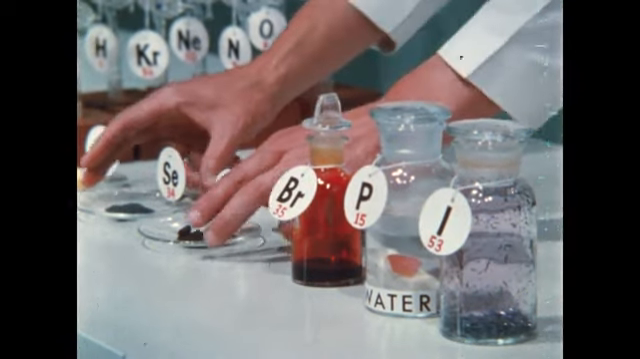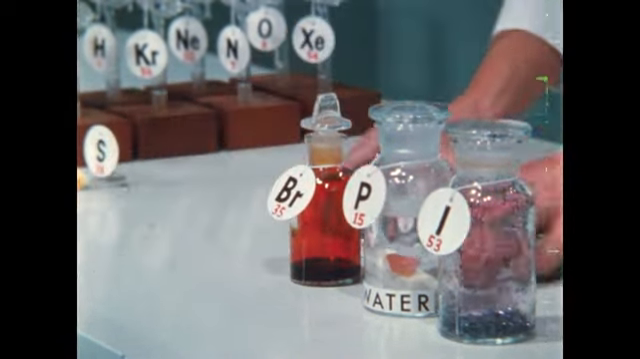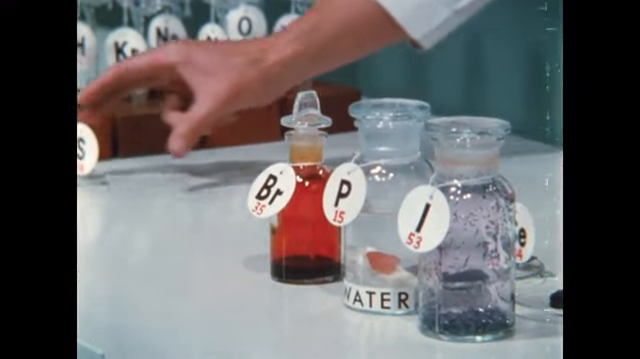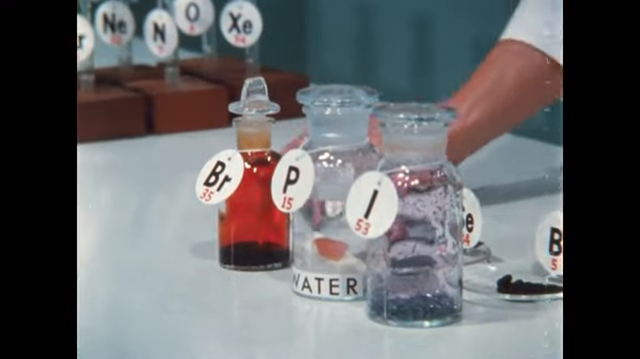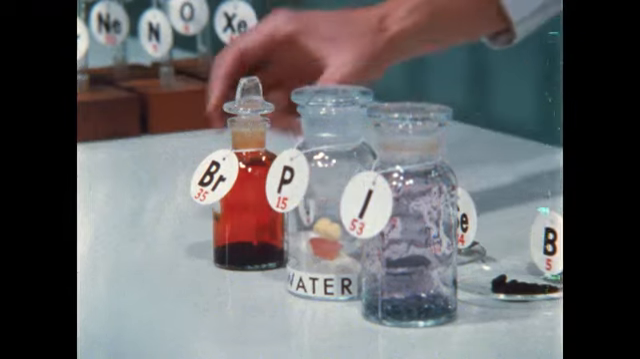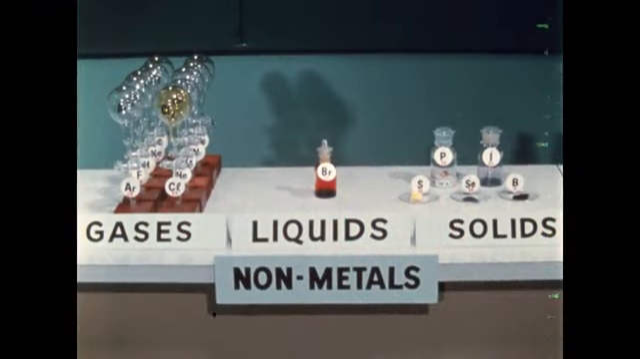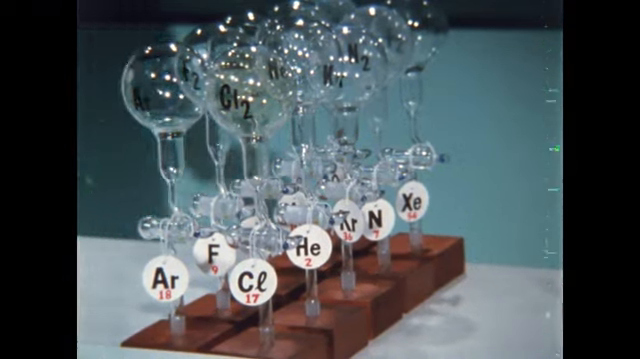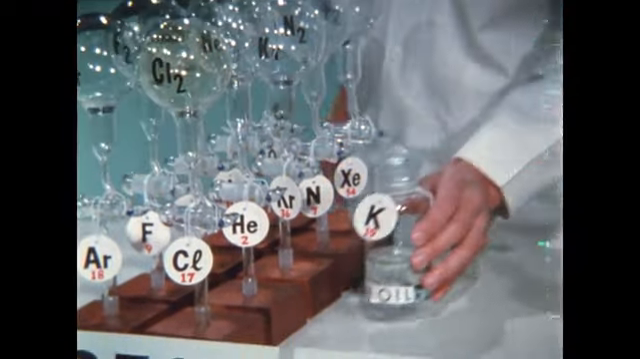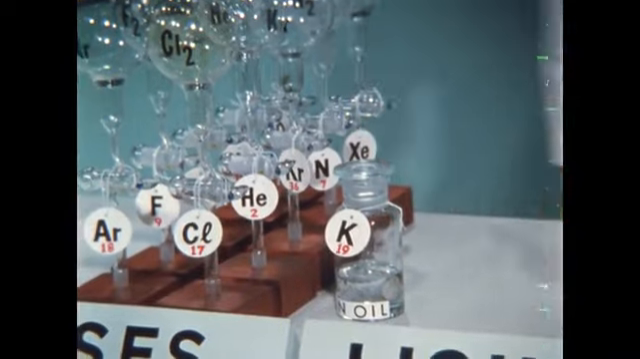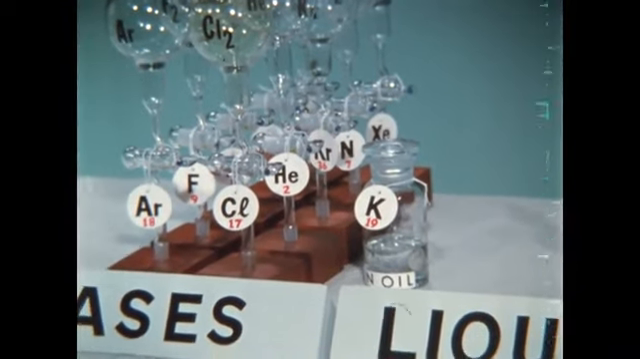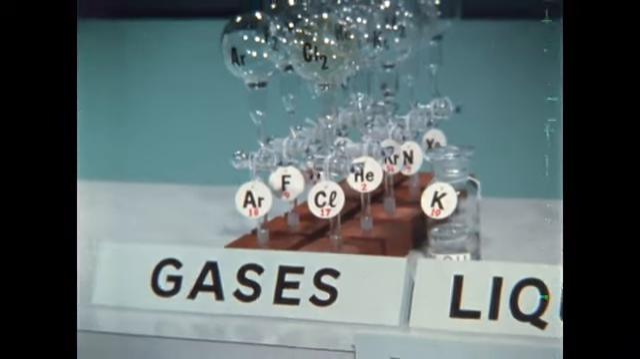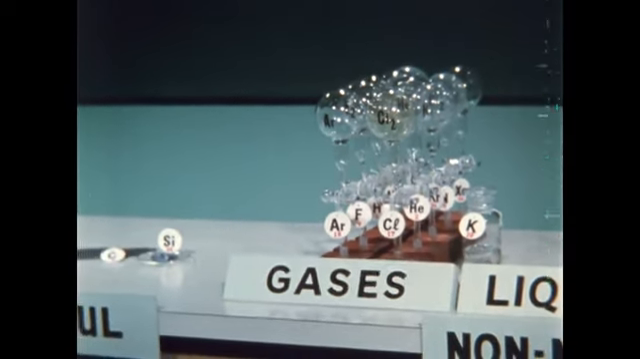Of the remaining nonmetals, we sort out the solids. Bromine is the only nonmetal which is liquid at room temperature. We have subdivided the nonmetals into gases, liquids, and solids. Perhaps these gases can be further classified on the basis of their chemical reactions. Potassium, we observed earlier, reacted with air. Since air contains several gaseous elements, let's see which of the gaseous elements will react with potassium.